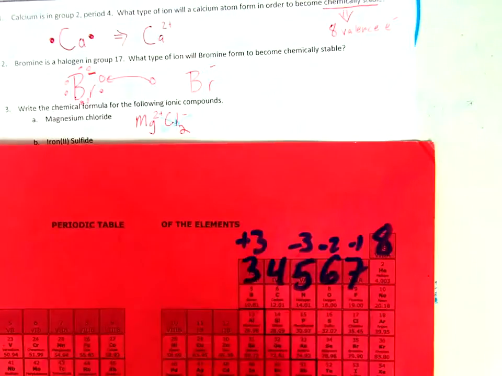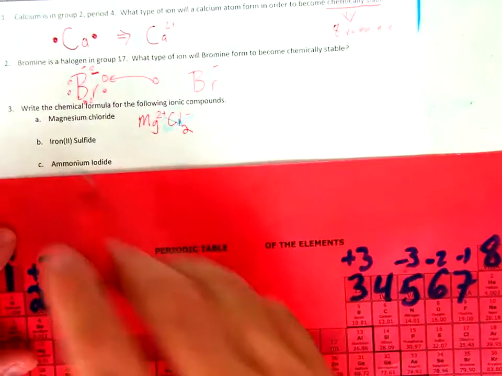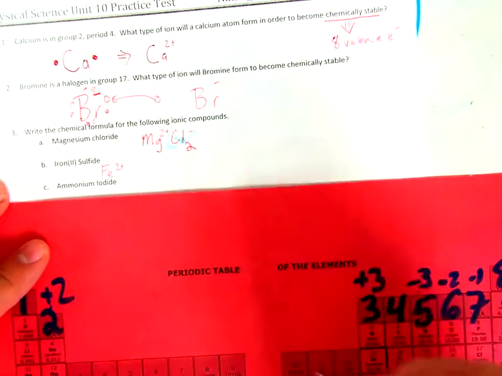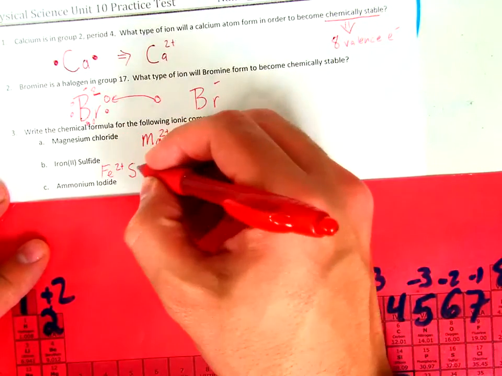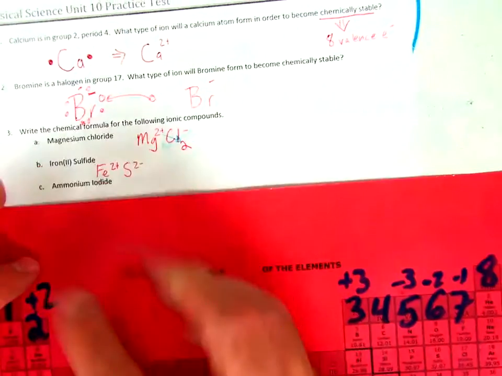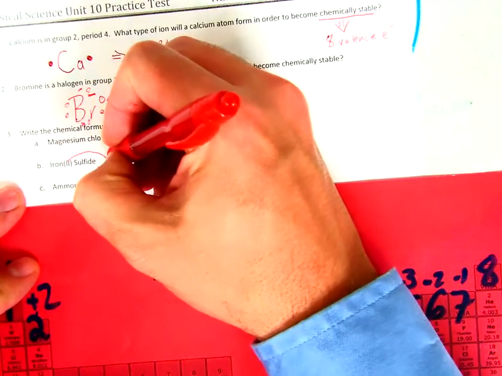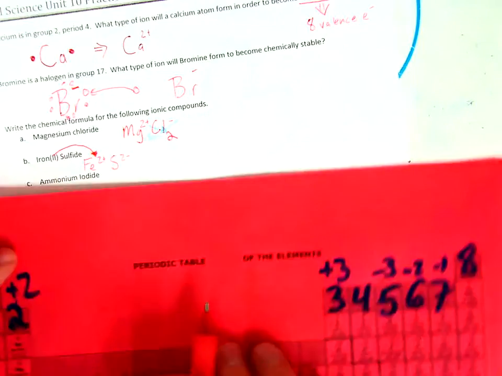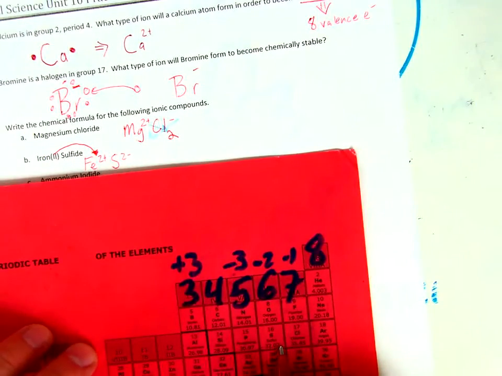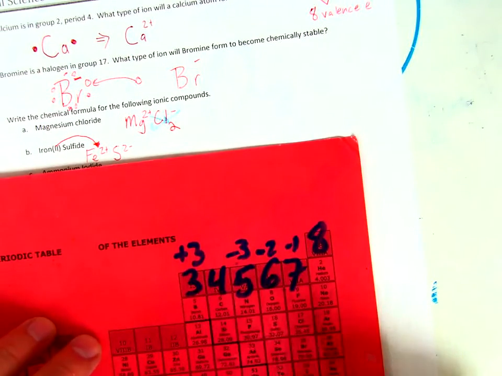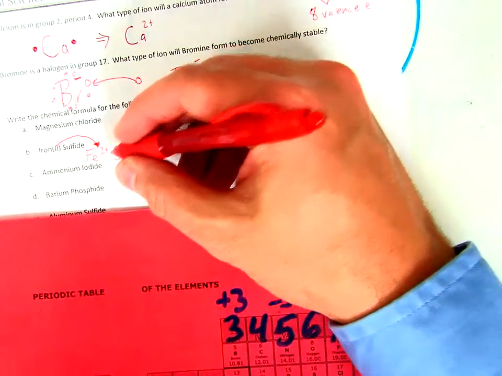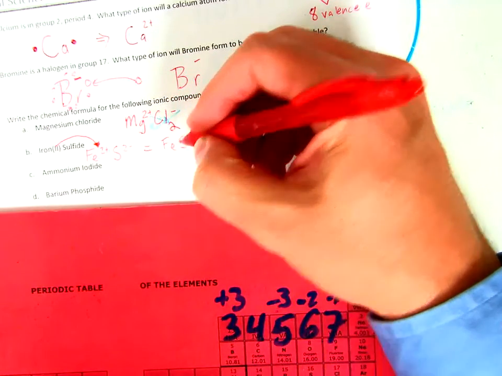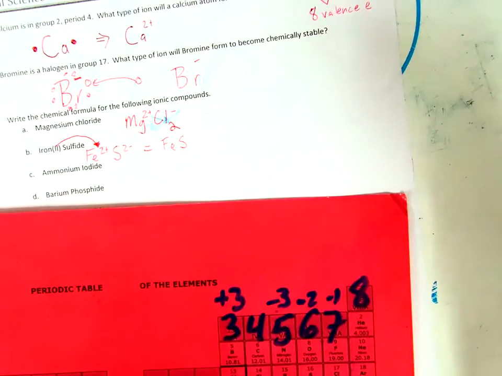So, that's A. Iron 2 sulfide is Fe 2 plus. S is 2 minus. So I know that this is 2 here because of the Roman numeral. It goes right there. Boom. Sulfur is minus 2 because it's in group 16. Now when these two are equal to each other, you don't have to cross anything. It's already equal. It's just going to be FeS.